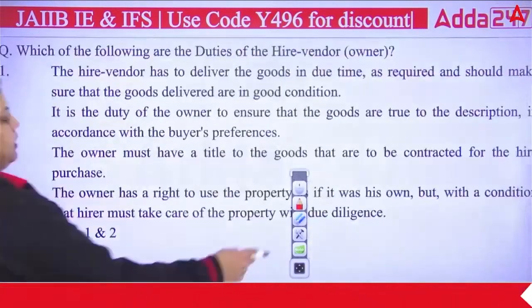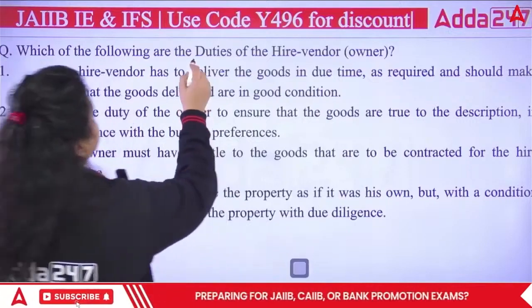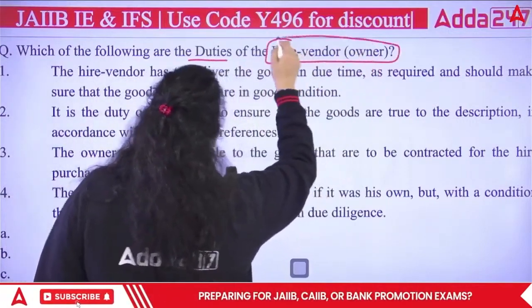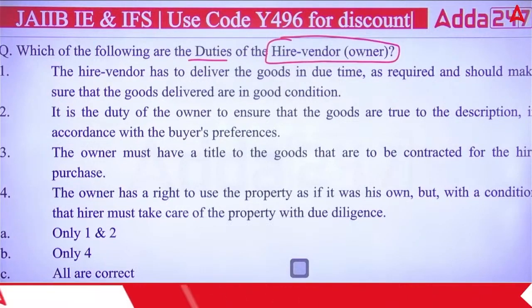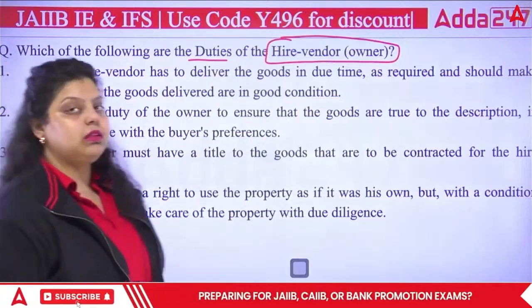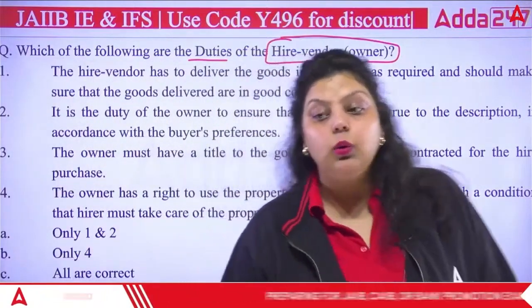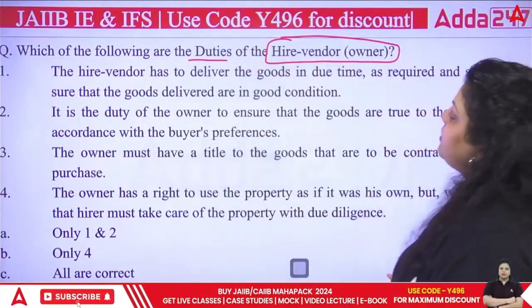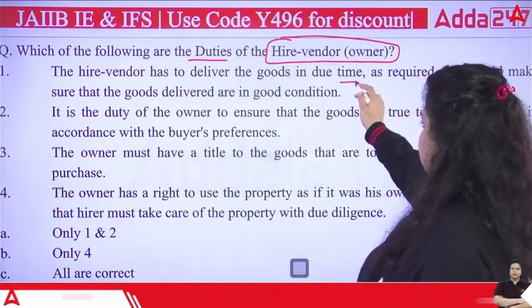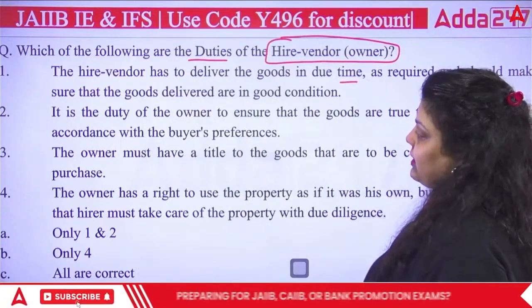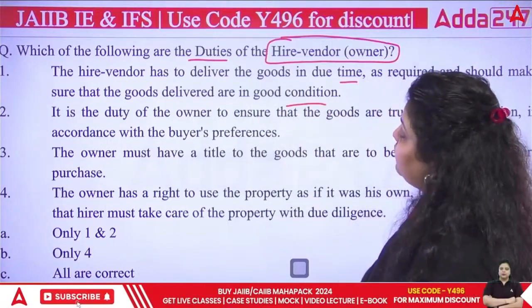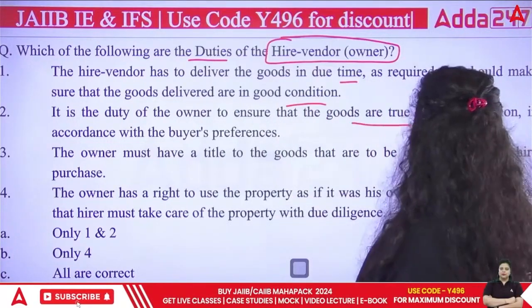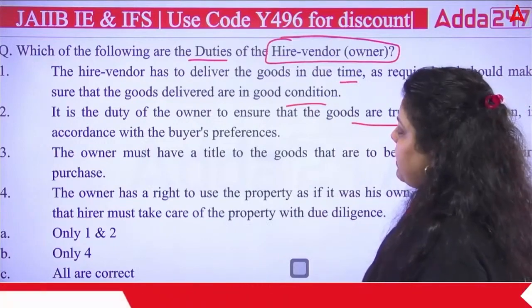Next, which of the following are the duties of the hire purchase vendor? The question is asking which of the following are the duties of the hire vendor. Vendor means the person who is selling the product. Okay, that's the owner. So first is saying the hire vendor has to deliver the goods in due time as required and should make sure that the goods are delivered in good condition. Okay. Second is saying it is the duty of the owner to ensure that the goods are true to the description in accordance with the buyer's preference.